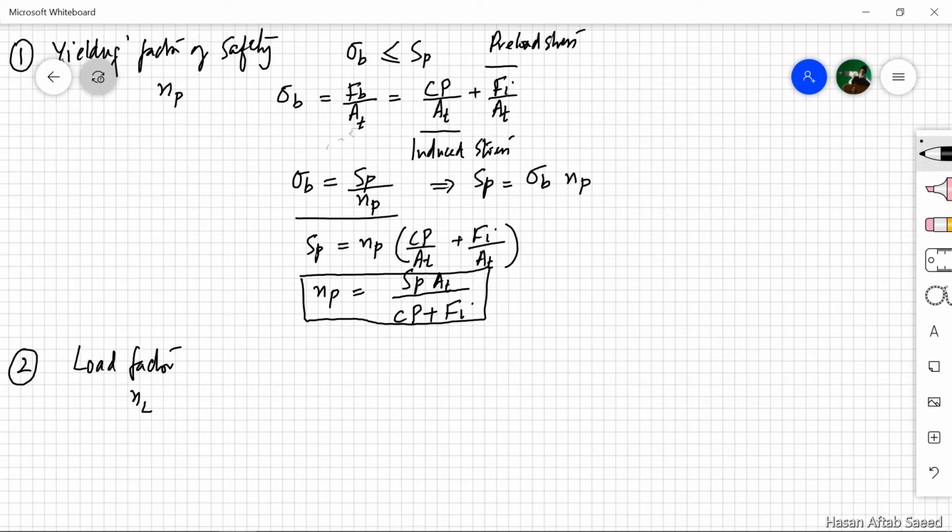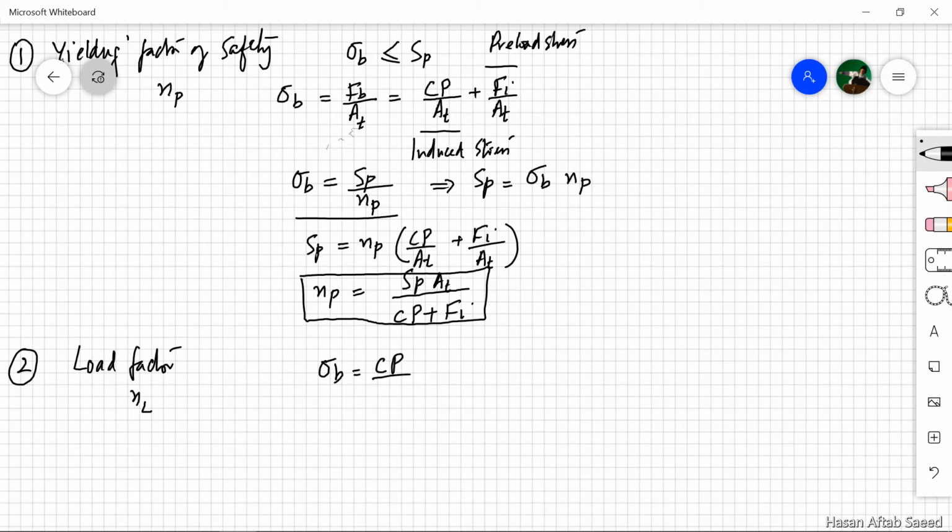Fi is there anyway. So for a certain Fi and then applied load P, what increase in P can be made before we reach the proof strength of the material? So it only focuses on the applied load, not the total load. And for this, again, we use the same equation.